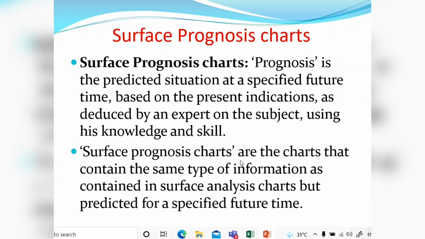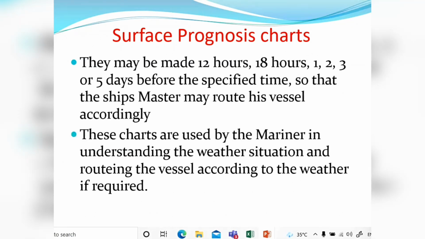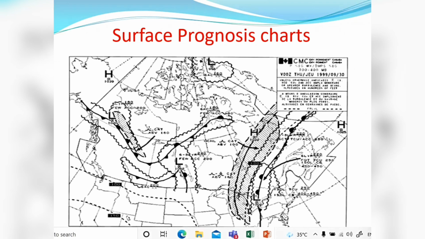It can be 12 hours, 18 hours, 1, 2, 3 days or 5 days. So that is a very good thing. These charts are used by the mariner in understanding the weather situation and routing the vessel according to the weather. So these are the prognostic charts. Of course you can see 1 day, 2 days, 24 or 48 hours, and you know where your ship will be in 48 hours and what type of weather I'm going to face.